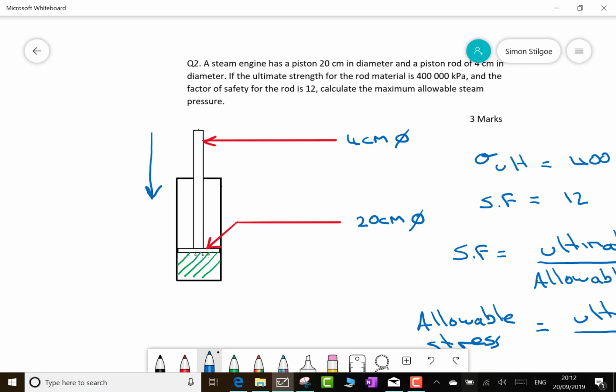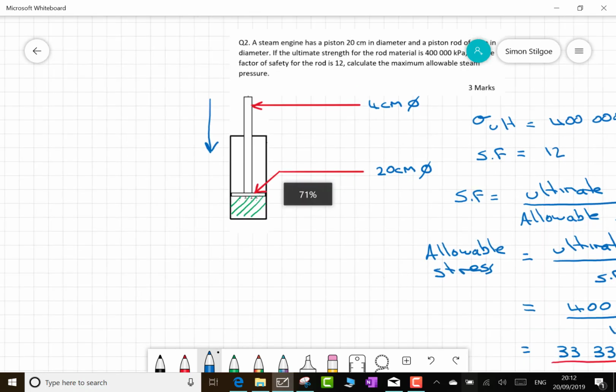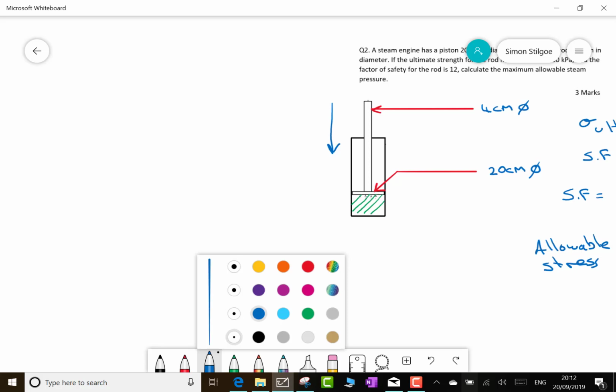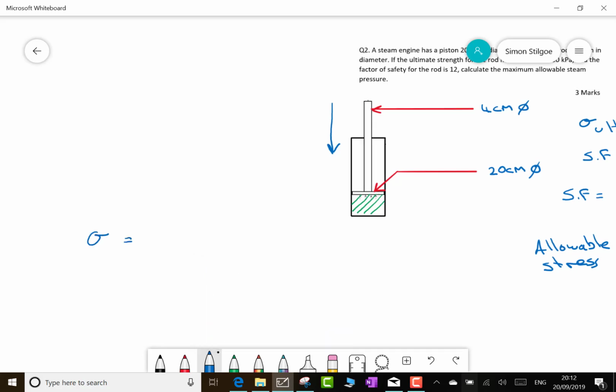So if I've got the allowable stress in my rod, I'm now thinking about using the stress formula. Looking over here, stress is equal to the load divided by the area, and I can now rearrange this formula to find the load. Again, this is the load on the rod. If I rearrange it for that, it's going to be the stress on the rod that we just found multiplied by the cross-sectional area of the rod.